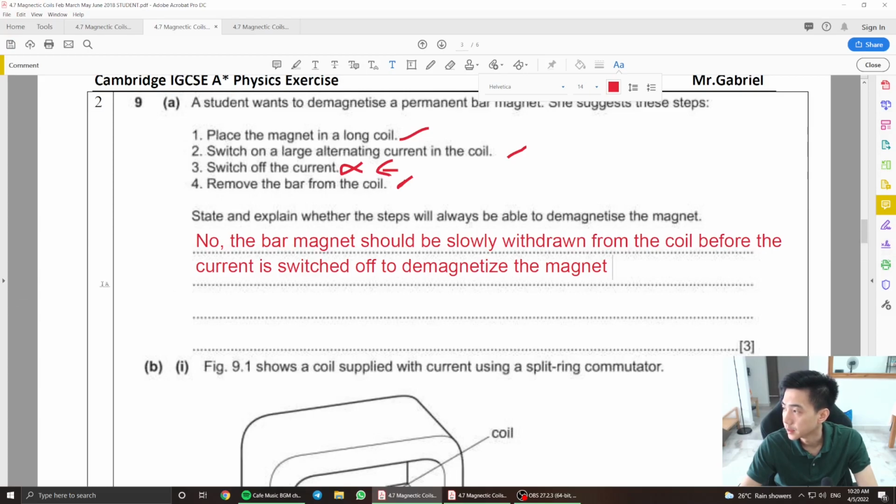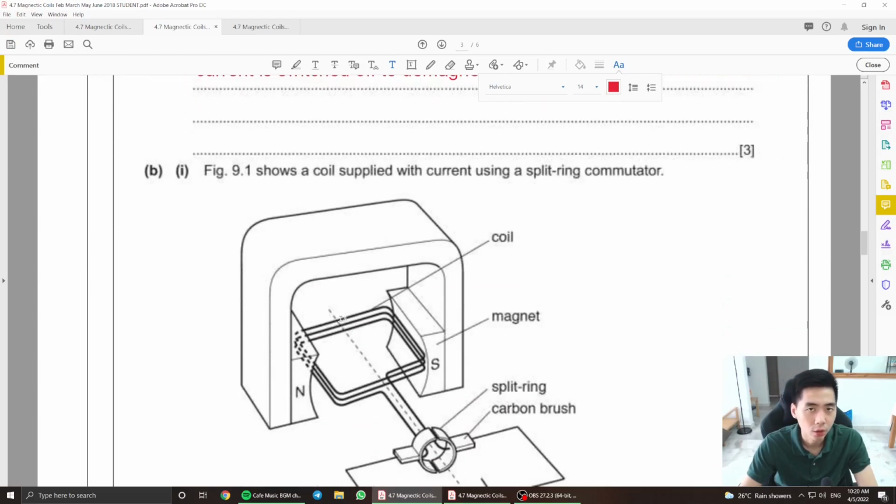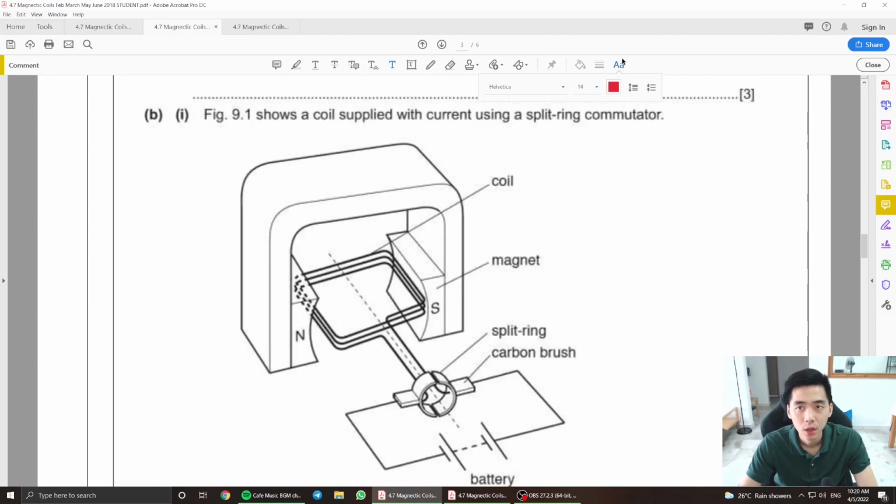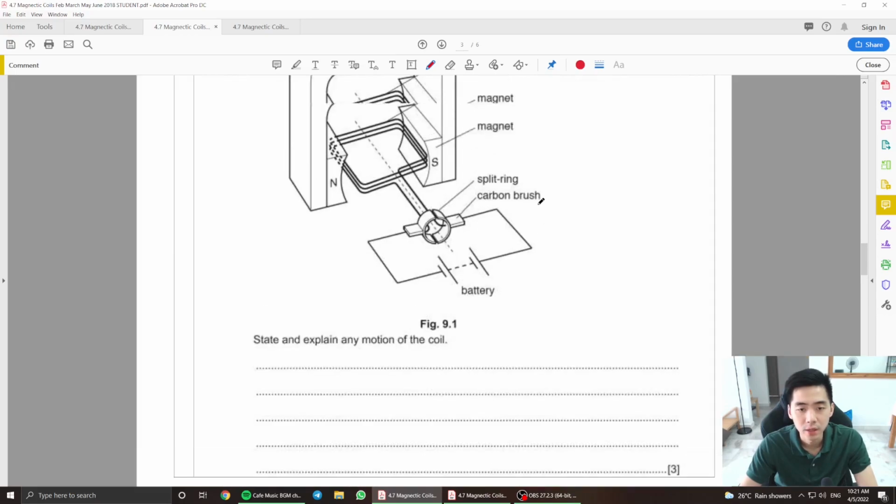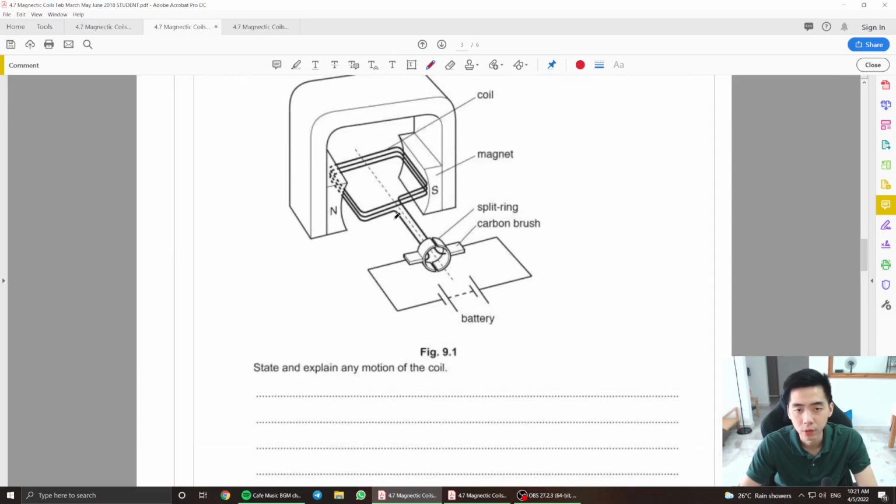And moving on to the next question. Figure 9.1 shows a coil supplied with current using a split ring commutator. This is obviously a DC motor here. State and explain any motion of the coil.